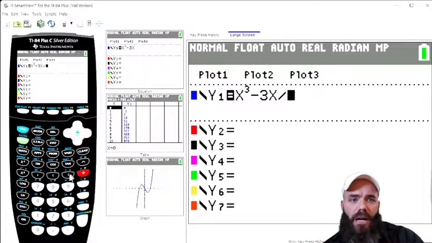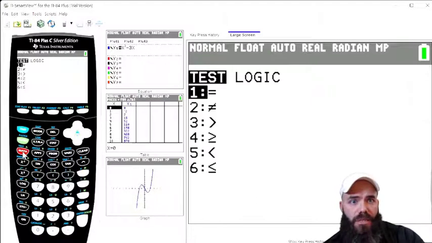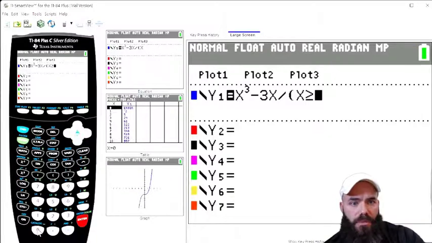If you hit divided by and then open up some parentheses, type in x, and then hit second math, which is the test option, you get these inequality symbols. We want x to be greater than or equal to 0, so we'll go down to the greater than or equal to symbol. We hit enter, and then we want it to be 0. Close our parentheses.